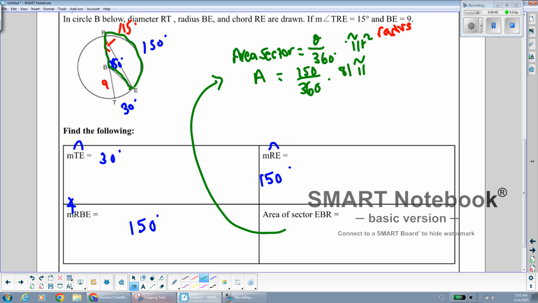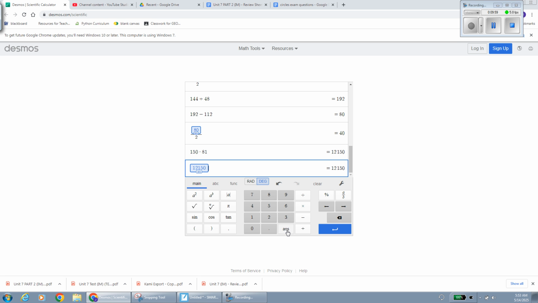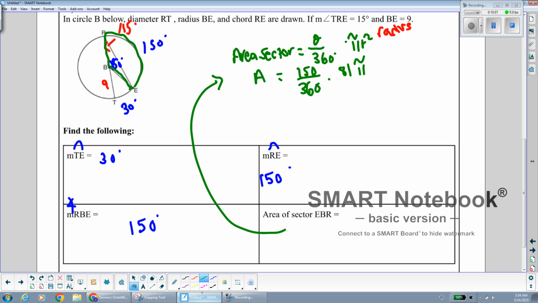Okay, I'm going to put this into my calculator. 150 times 81, and then I'm going to divide that by 360. You can write it as a fraction, but the decimal doesn't end, so you could leave it as a decimal, and that's absolutely fine as well. And just remember to bring down your pi. The question doesn't say to round, so we're going to leave it in terms of pi. And it's area, so I'm just going to put in square units.